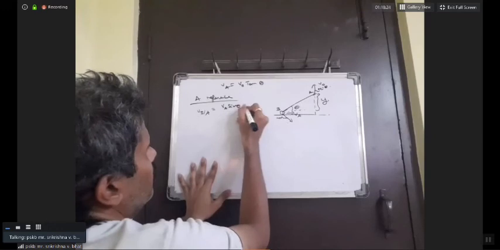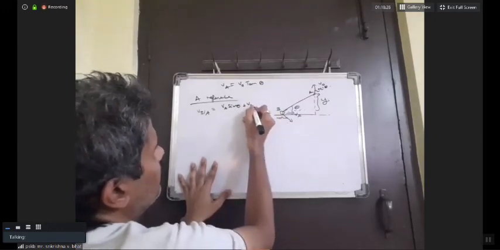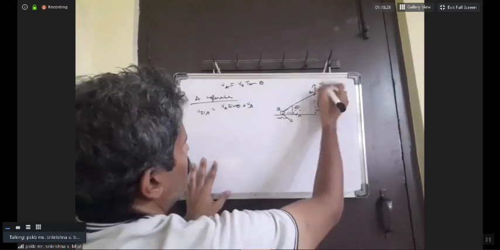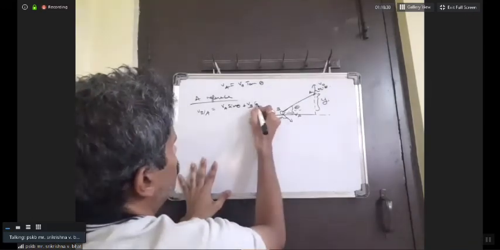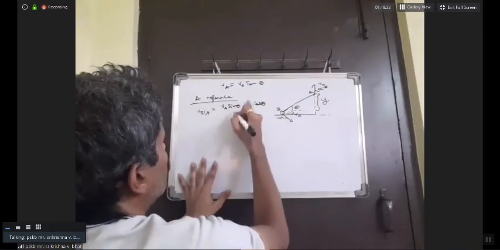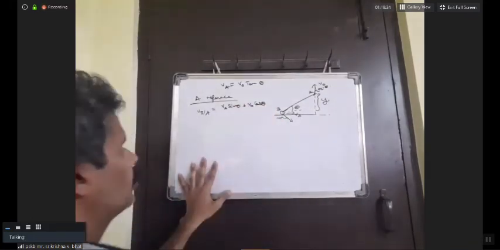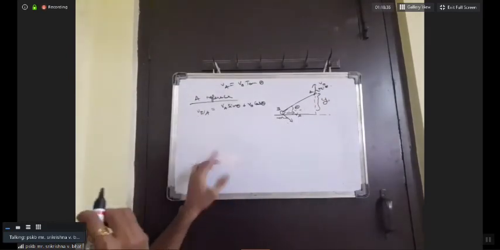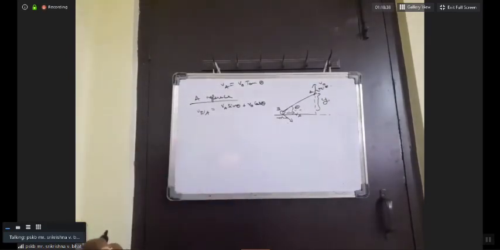VA sin theta plus VB. Here we want to take the component of this VB along this, that will be cos theta. VB means V naught cos theta. So VA sin theta plus V naught cos theta, that will be the velocity of B with respect to A.